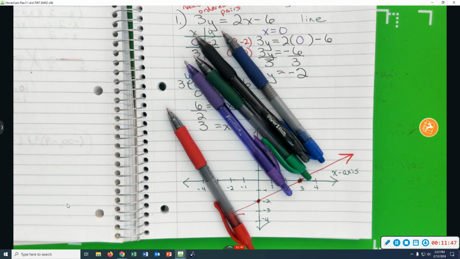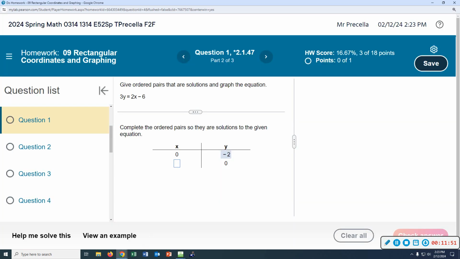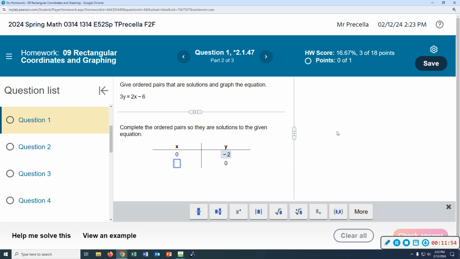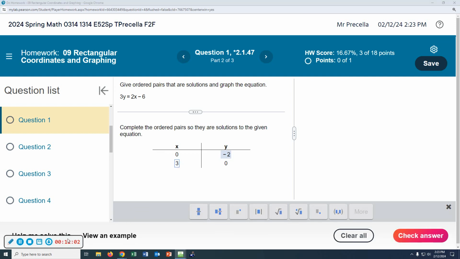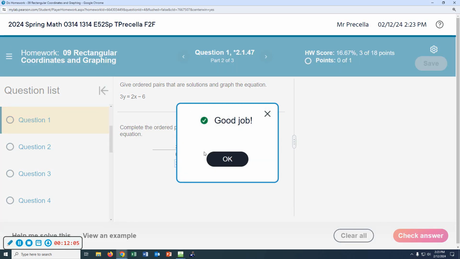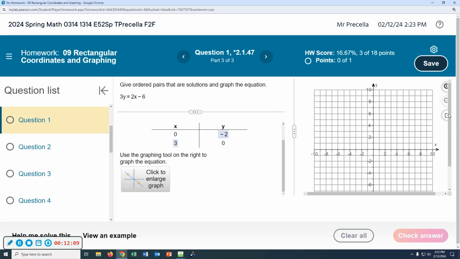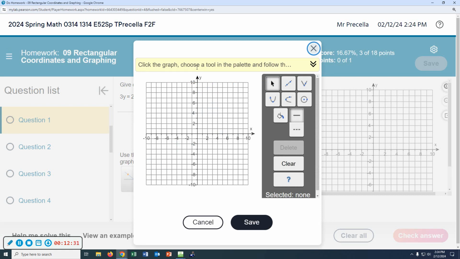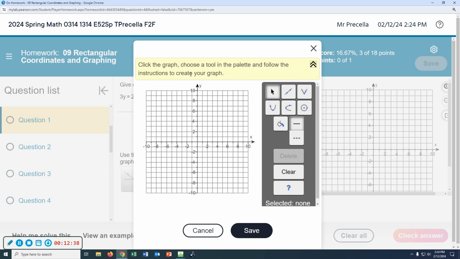Oh, I never typed in that x coordinate, did I? Okay, so right here, what number went in this box, or should go in this box? 3, I agree. And now we're going to graph the thing. Notice they give us this grid right here. Notice the way I have the screen blown up to make the thing bigger on the projection. I don't use this XY grid there. I click here. And notice, that's a yellow box. Click the graph. Choose a tool in the palette and follow the instructions to create your graph.